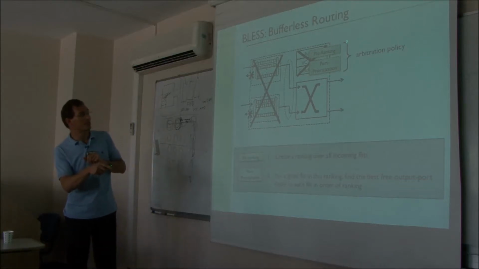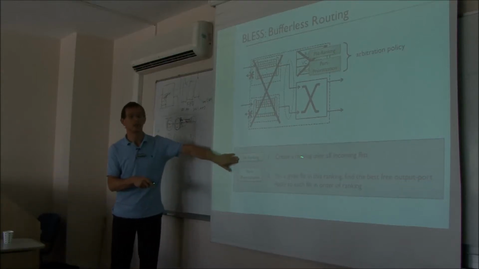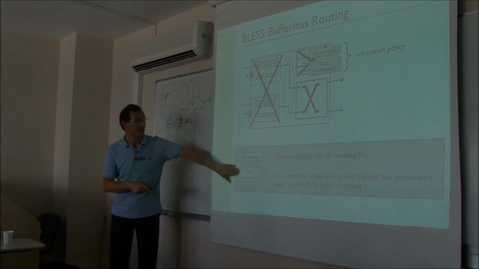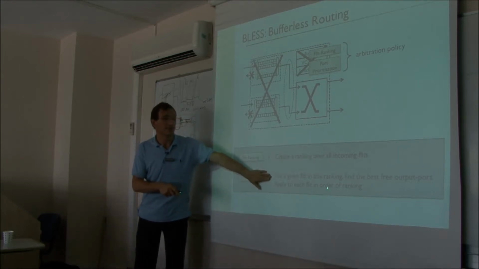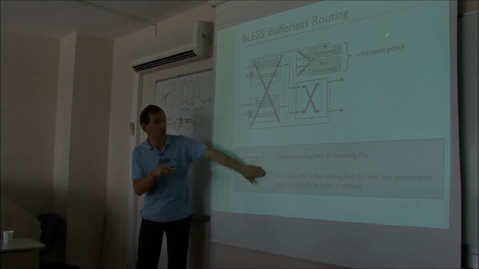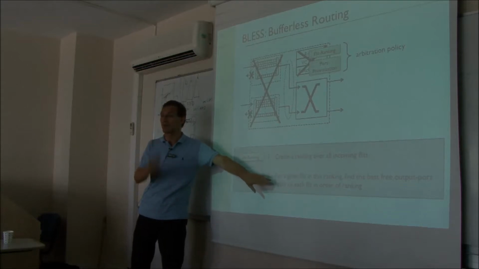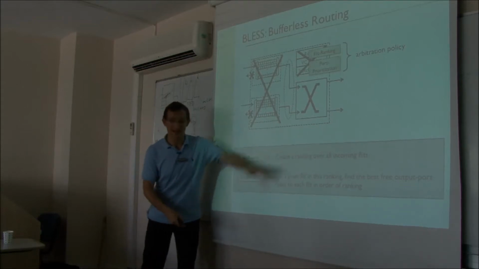First, we're going to create a ranking over all incoming flits. And we're going to do port prioritization. For a given flit, and flit, remember, is a part of a packet, in this ranking, we find the best free output port and apply to each flit in the order of ranking. So the flit that's ranked highest will get the output port at once.